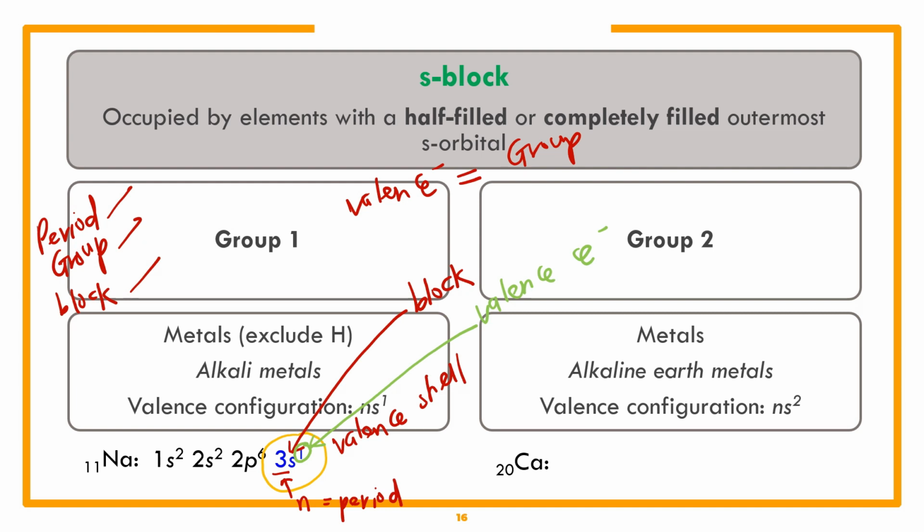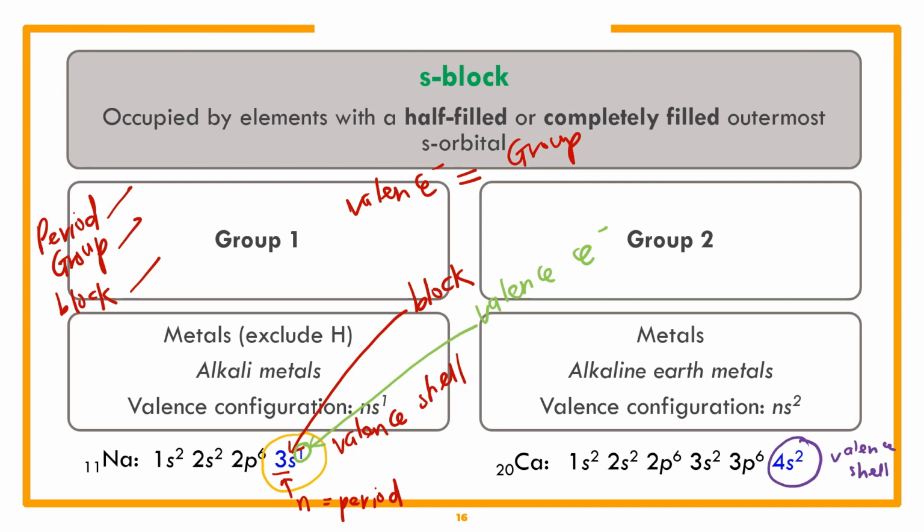And group 2 is also metals. They are known as alkaline earth metals with the valence configuration ns2. For example, we have calcium over here. Can you identify which one is the valence shell for calcium? We use the hint from earlier: find the highest principal quantum number. The highest principal quantum number will be 4. So 4 refers to the outer shell or valence shell.